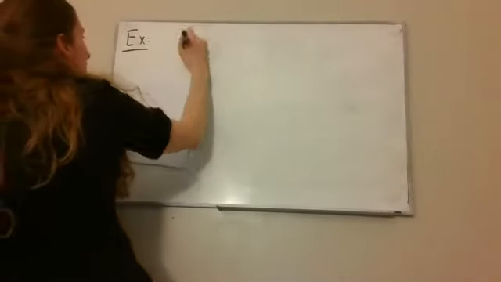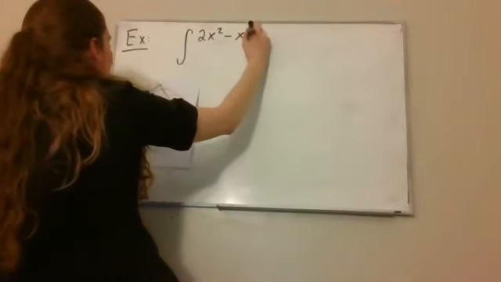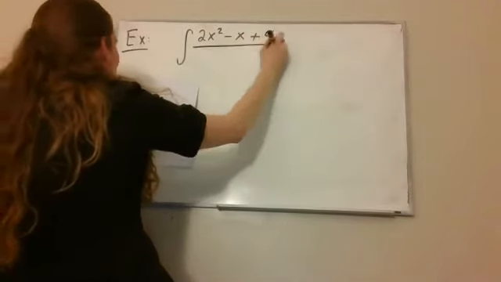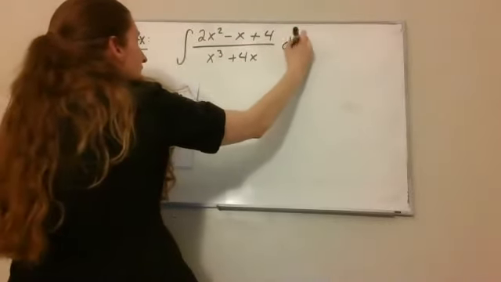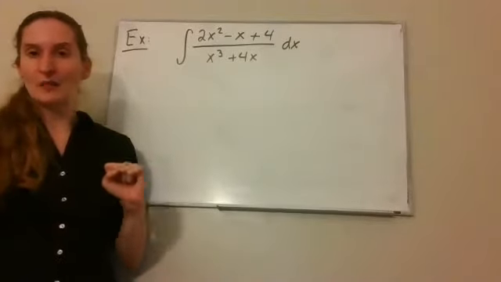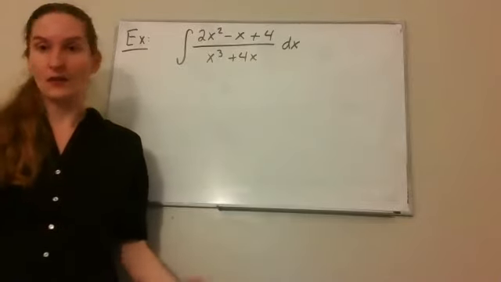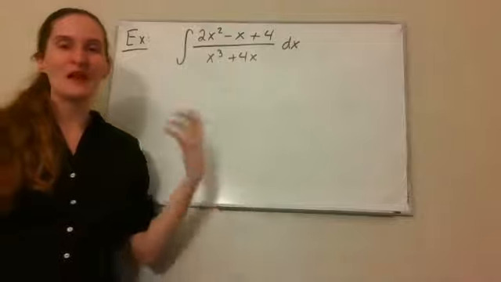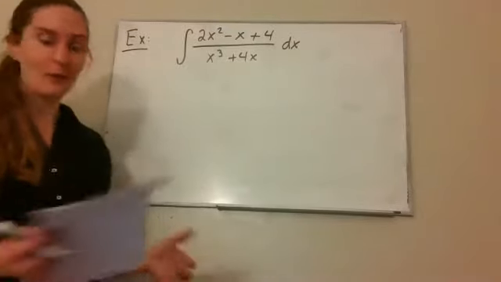All right, so an example of case 3 all the way through. Let's evaluate the integral of 2x squared minus x plus 4 divided by x to the third plus 4x. Okay, first note, we do not need long division on this one because the degree of the numerator is already smaller than the degree of the denominator. So luckily, no long division this time. That means we get to go ahead and factor the denominator and find the partial fraction expansion.